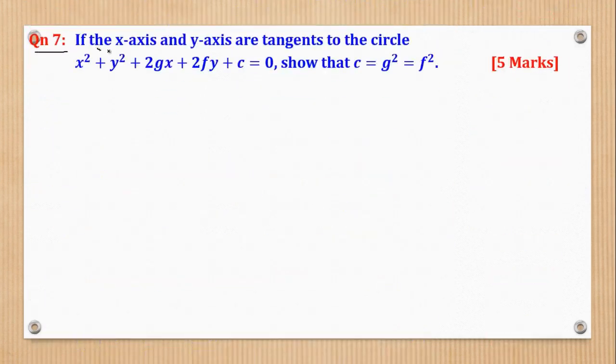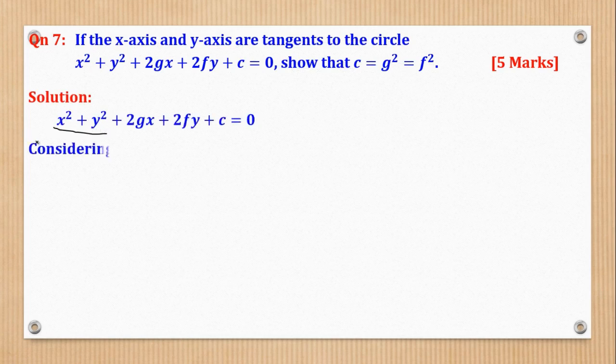Then question 7 says, if the x and y axes are tangents of the circle, show that c is equal to g squared and is equal to f squared. So this is the equation of the circle. Considering the tangents, remember they said this is a tangent and this is a tangent. Therefore, for the x-axis, y is equal to 0. For the y-axis, x is equal to 0. So for y equal to 0, I'll substitute where there is y, I'll put there 0 to remain with this.